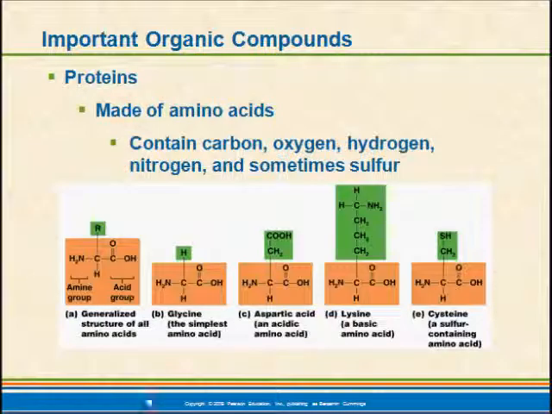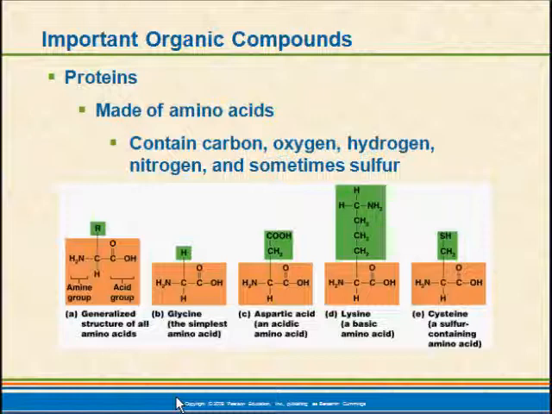Proteins are made of amino acids, and so that's the subunit of a protein. And proteins are different from carbohydrates and lipids in that they also contain nitrogen. They sometimes contain sulfur, other substances in small quantities, but the big thing is that they contain nitrogen. So amino acids have nitrogen.